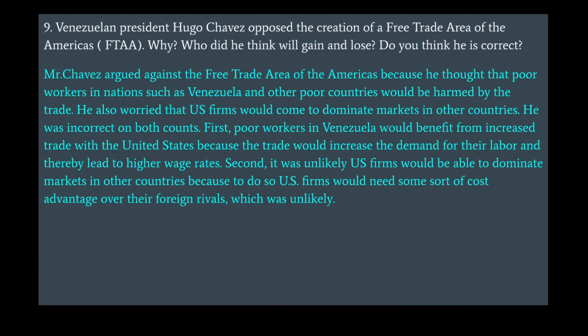First, poor workers in Venezuela would benefit from increased trade with the United States because the trade would increase the demand for their labor and thereby lead to higher wage rates. Second, it was unlikely US firms would be able to dominate markets in other countries because to do so, US firms would need some sort of cost advantage over their foreign rivals, which was unlikely.